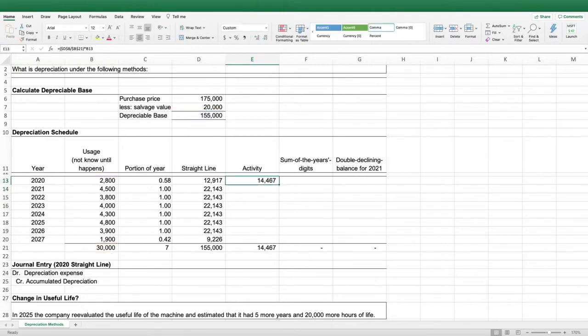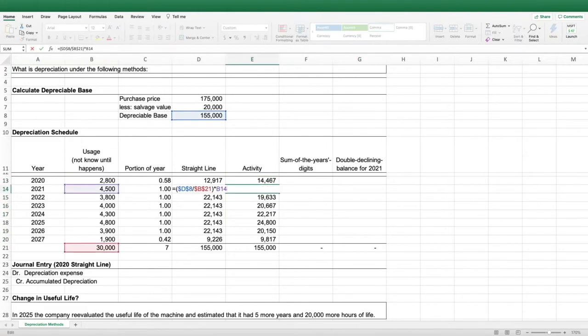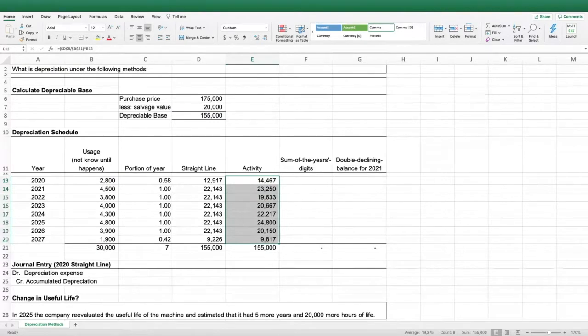Now I will just copy that down. That gives me all the amounts, which is the 155 divided by 30 gives me my depreciation rate per hour, which is $5.17 every time. And then I'm multiplying that times the number of hours I've used, which in year 2 was 4,500 hours, which gives me a depreciation of $23,250.